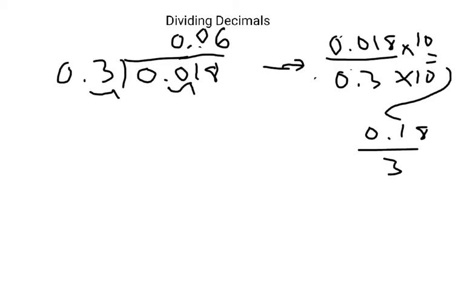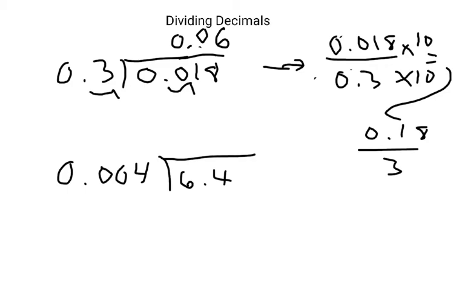Let's go 0.004 divided into 6.4. So this one I'm going to have to slide this decimal over 1, 2, 3 places. And when I try to move this one over 3, I go 1, and I've got to go 2 more. And I have to put zeros in there to hold the place. 1, 2, 3.